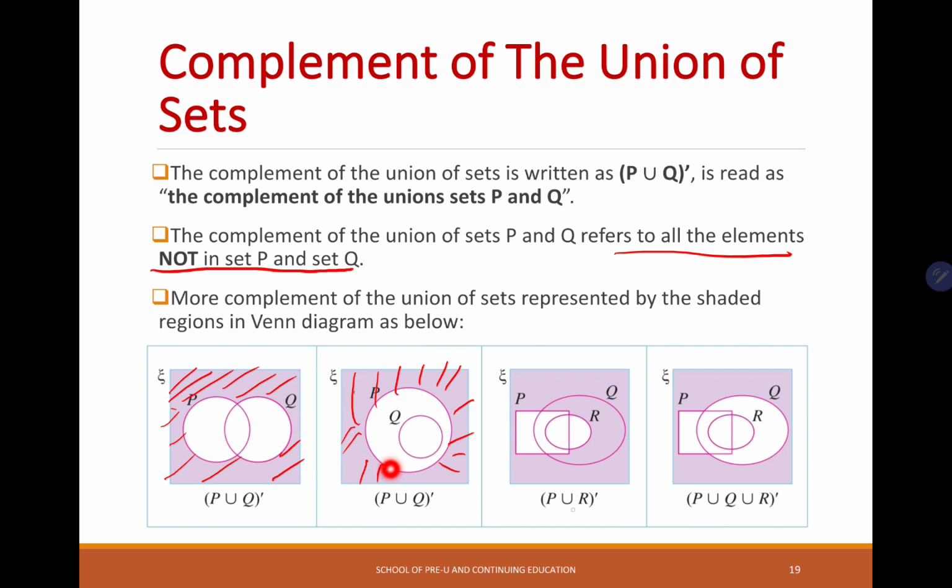So what about P union Q union R? You're going to get this. But we want the complement, which is other than the one that I shaded just now. What about this one, P union Q union R? Shade every element here, which is P, Q and R, and then the complement is outside of the region that we shaded just now.